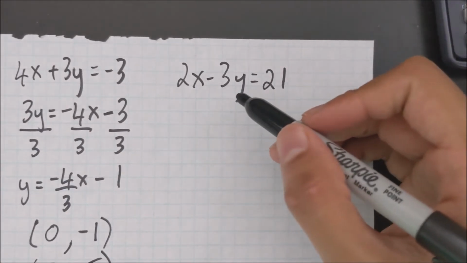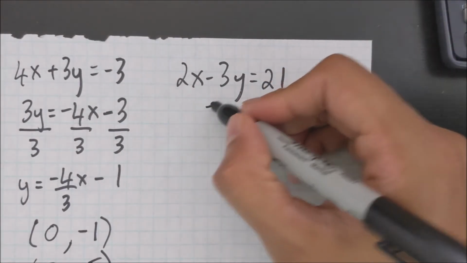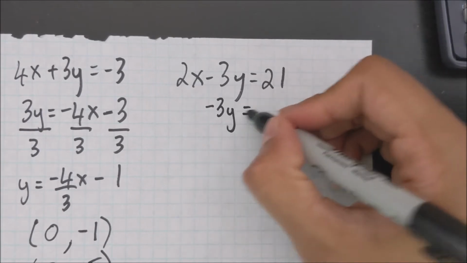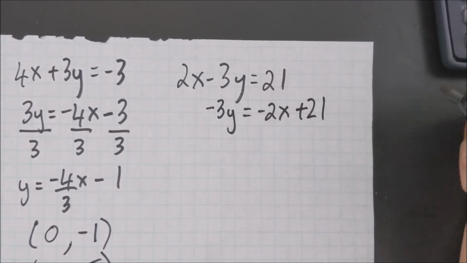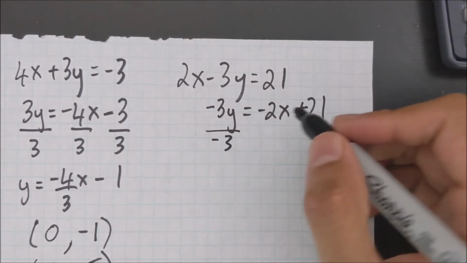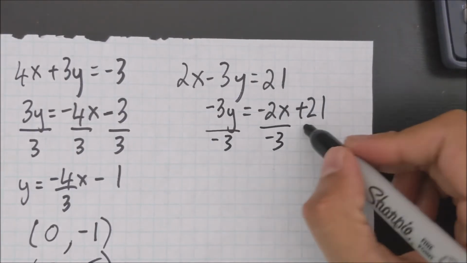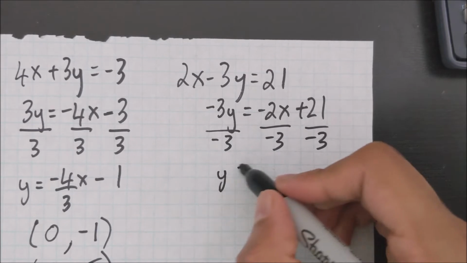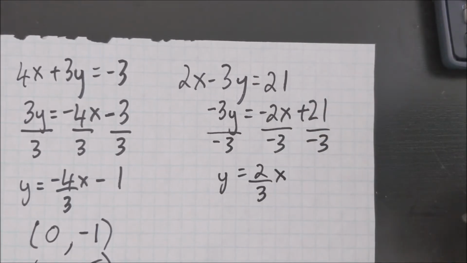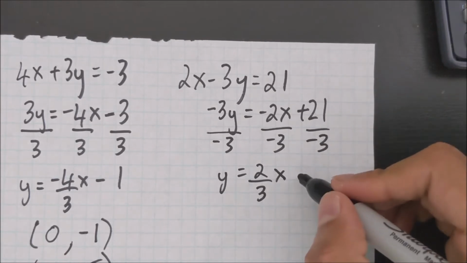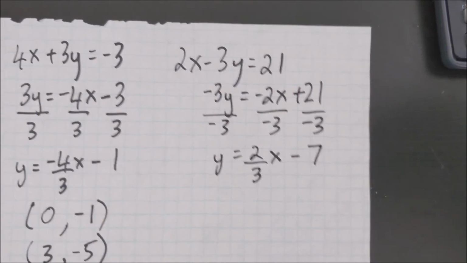Okay, let's do the same thing with this equation. I'm going to start by isolating y, so negative 3y equals negative 2x plus 21. Divide everything by negative 3. So I get y equals 2 over 3x. The negatives cancel and make it into a positive, and that's just minus 7.